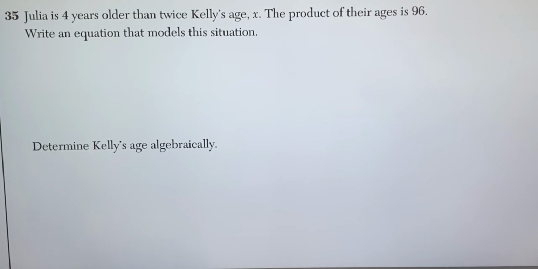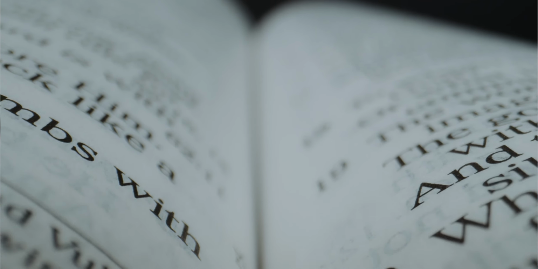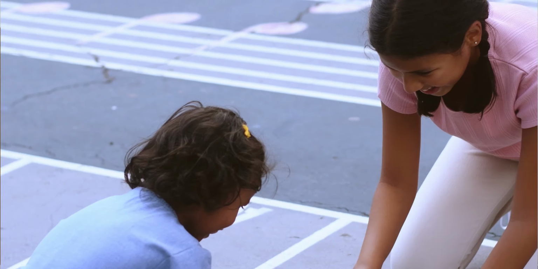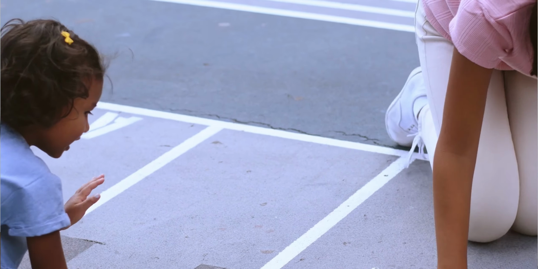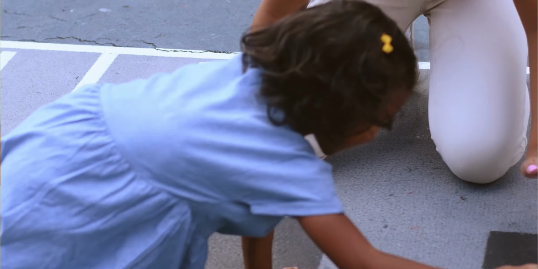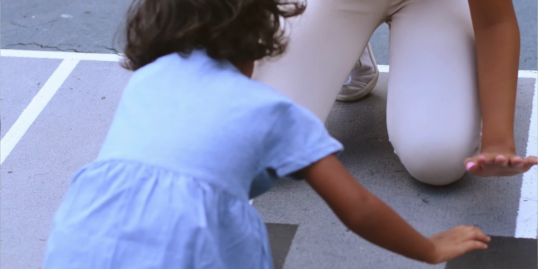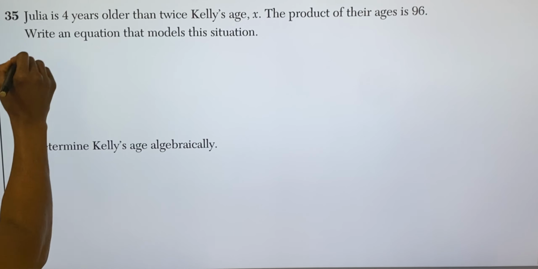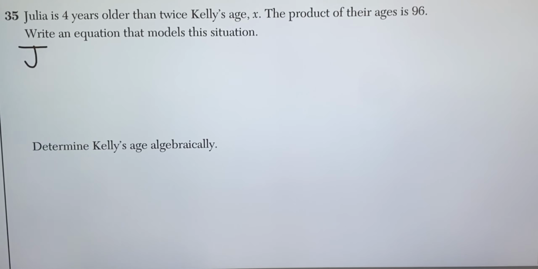So all we really need to do is take these words and turn them into math. We've got to turn them into numbers and symbols. Going back to how you read it, Julia is 4 years older than twice Kelly's age, X. I'm not going to even use X yet. I'm going to stick with the first letter of each person's name. So if I'm turning these words into math, Julia, I'm going to say that's J.